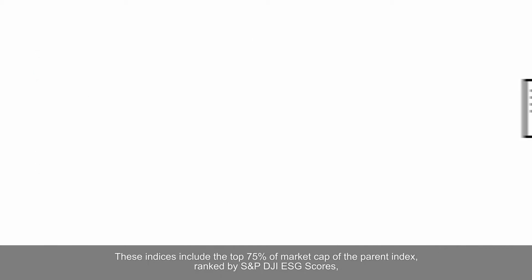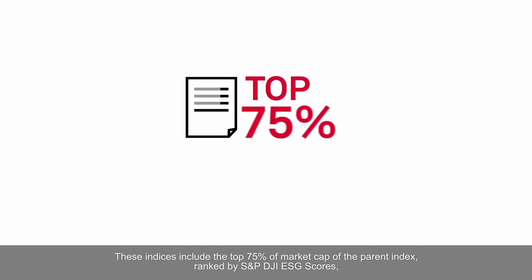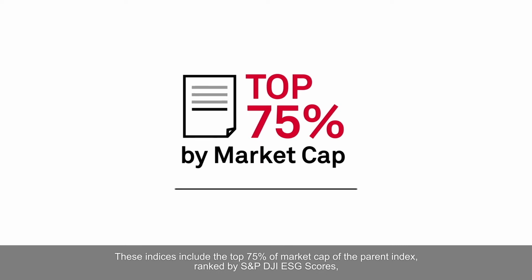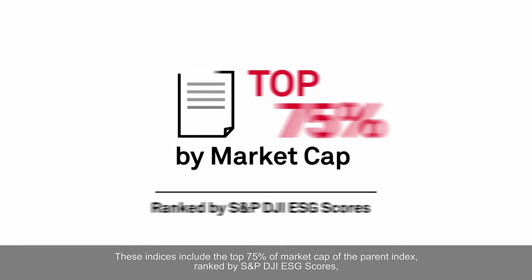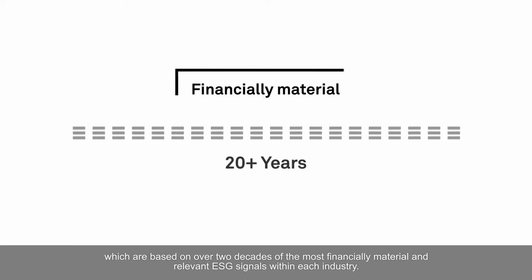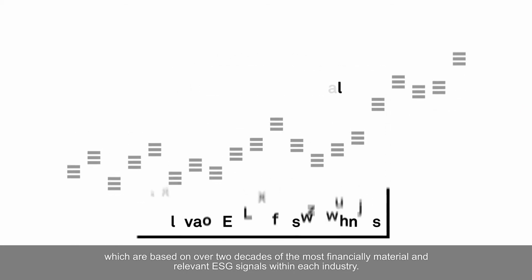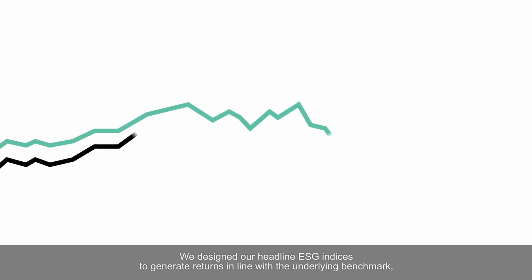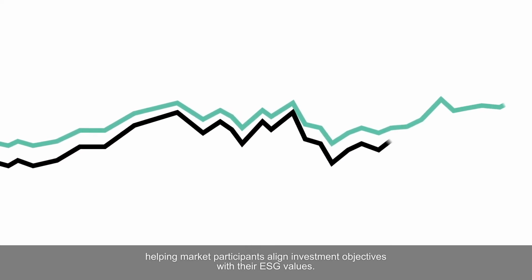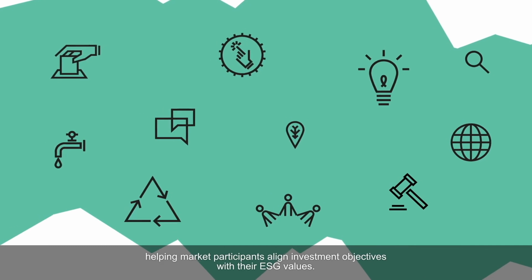exposure. These indices include the top 75% of market cap for the parent index, ranked by S&P DJI ESG scores, which are based on over 2 decades of the most financially material and relevant ESG signals within each industry. We designed our headline ESG indices to generate returns in line with the underlying benchmark, helping market participants align investment objectives with their ESG values.